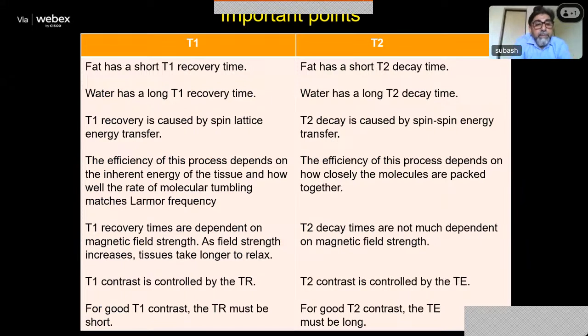So T1 recovery times are dependent on magnetic field strength. As the field strength increases, tissue takes longer to relax. T2 decay times are not much dependent on magnetic field. They are fairly independent of the external magnetic field.